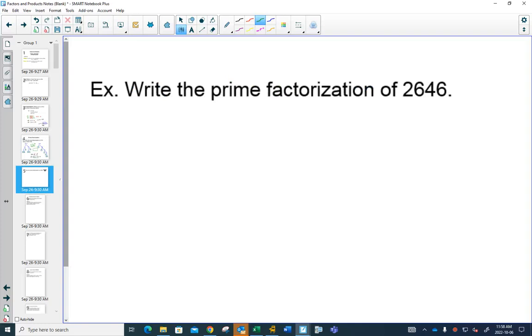Try this one on your own. 2646. Without a calculator. Because it's even, you can divide this one by 2. How do you know you can divide it by 2? Because the last number is even, so may as well start with that. Is that a prime number? Are we done? No, you can divide that by 3.